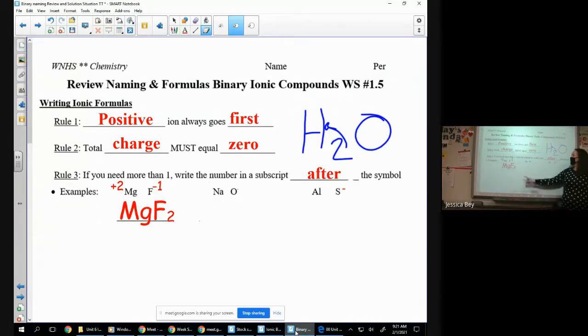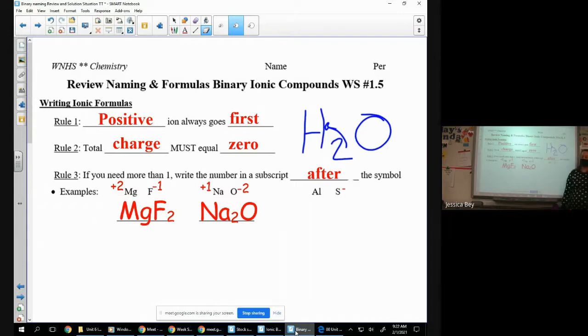Let's try another one. Sodium is in group 1. That's a +1. Oxygen is in group 6. That's a -2. Can anybody tell me what they might need? How many sodiums do I need? I need 2 sodiums. So it's going to be Na2O.